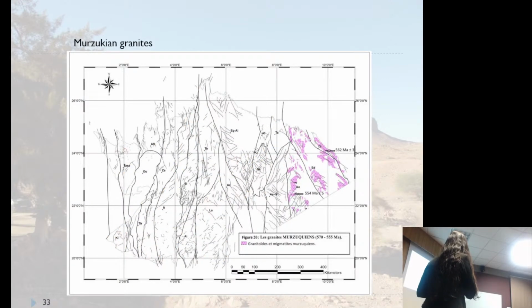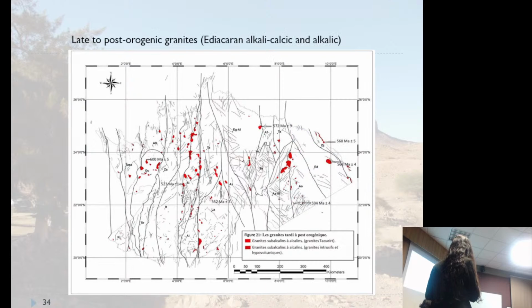Okay, Merzoukian granites. Once again, we only have those granites in this part, and they're mostly dated between 575 and 555 million years. Then the late to post-orogenic granites. We don't see very big colors here, but they are usually subcircular. When you look at them in the field, they are subcircular, and they have this rounded shape.